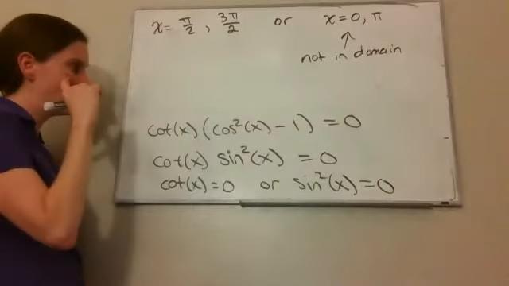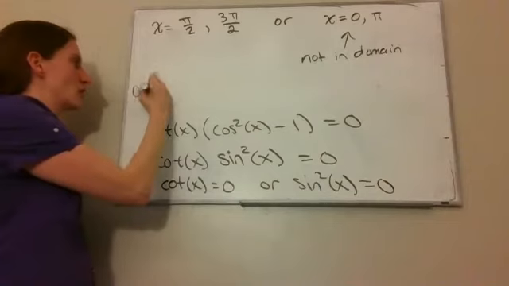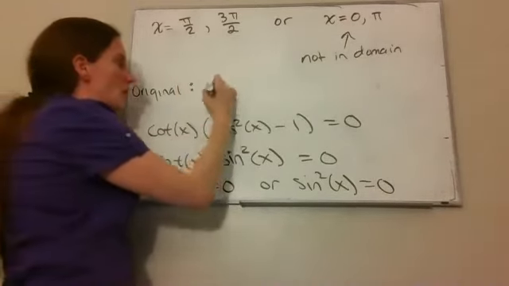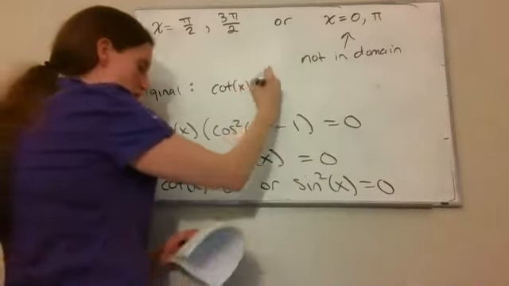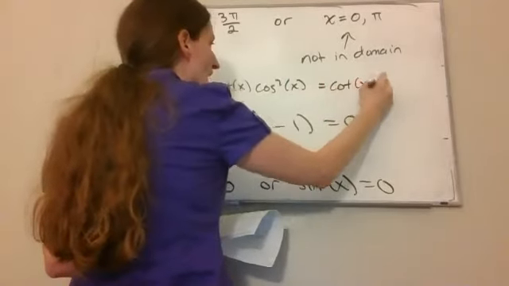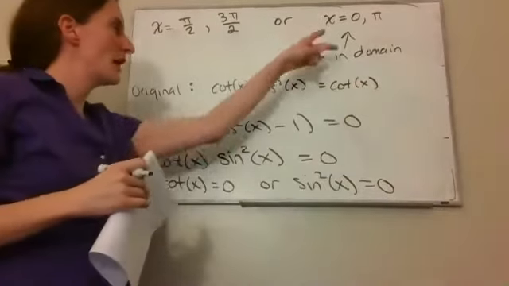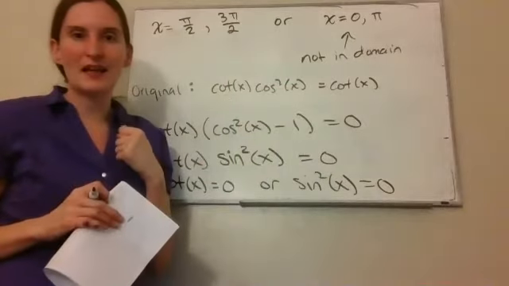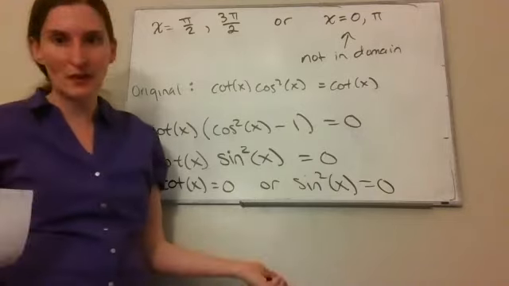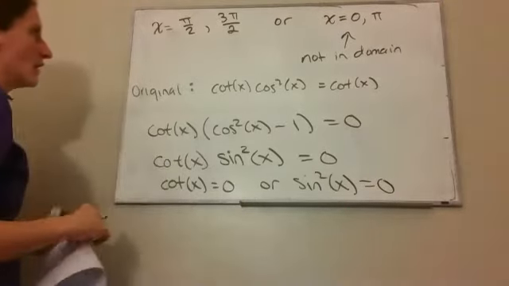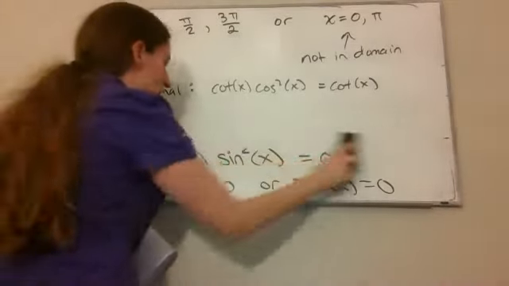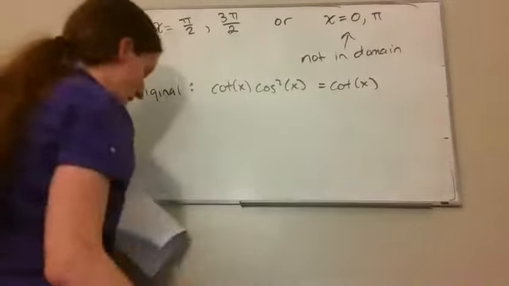Why not? Well, because remember what the original equation was. My original equation was cotangent x times cosine squared of x equals cotangent of x. But 0 and pi are not in the domain of cotangent, so I can't plug them into my original equation. I end up dividing by 0. So those are not allowed, and that means that my only answers are pi over 2 and 3 pi over 2.